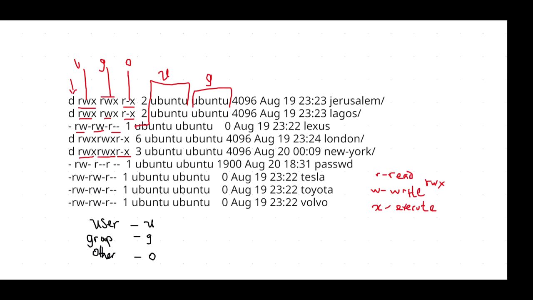Okay, let's take Volvo file now and analyze it. It means that Ubuntu, the user, has read and write permission only over this file. The Ubuntu group, primary group, and members of this group, they have read and write permission only. And others have read-only permission over Volvo. Does it make any sense? Do you need me to explain that again?